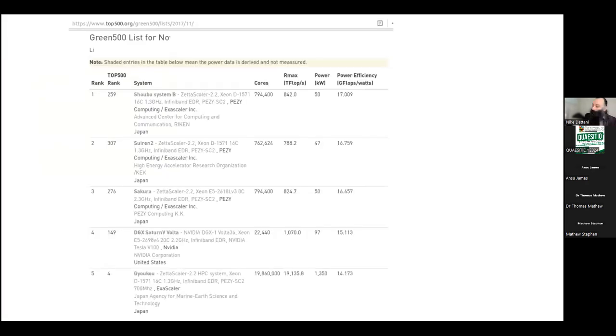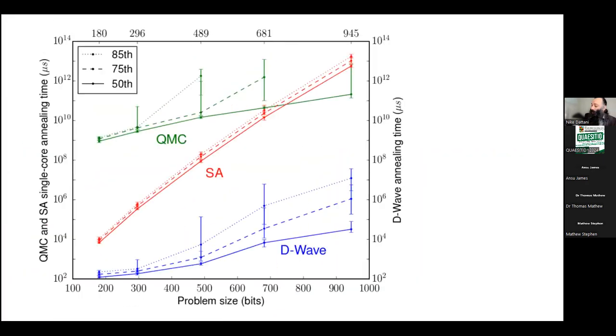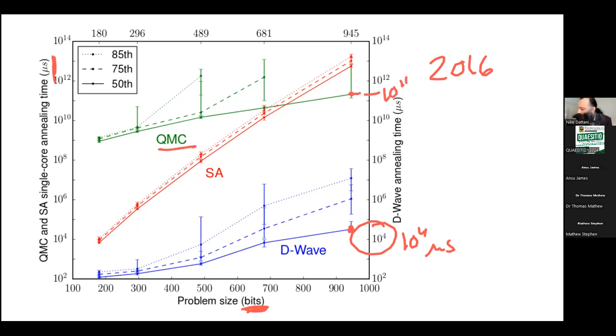I know this is a conference on sustainability, so I thought that I would show you that a quantum computer in 2016, an adiabatic quantum computer, found the solution to a problem with 900 bits, an optimization problem with 900 variables. In here we have 10 to the 4 microseconds. The best classical computer at the time, using quantum Monte Carlo, took 10 to the 11 microseconds.